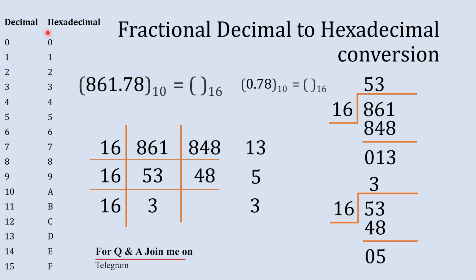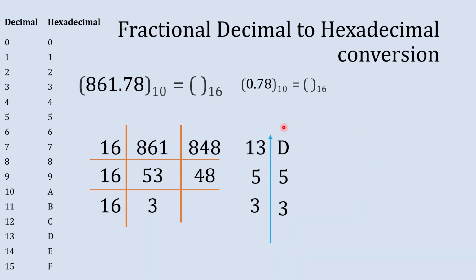And now here we have our decimal to hexadecimal conversion table. So let's write what is the hexadecimal equivalent to this 13. 13's equivalent is D, so we'll write D over here. What is 5's equivalent? That is 5, so we'll write 5 as it is. And what is 3's equivalent? That is 3 as it is. So now we have written the hexadecimal equivalent to all these remainders. And now it's time to combine all these remainders and write the hexadecimal equivalent to this decimal number. For that we are going to write these remainders from bottom to top. And that gives us 35D as the hexadecimal equivalent to this 861 decimal number.